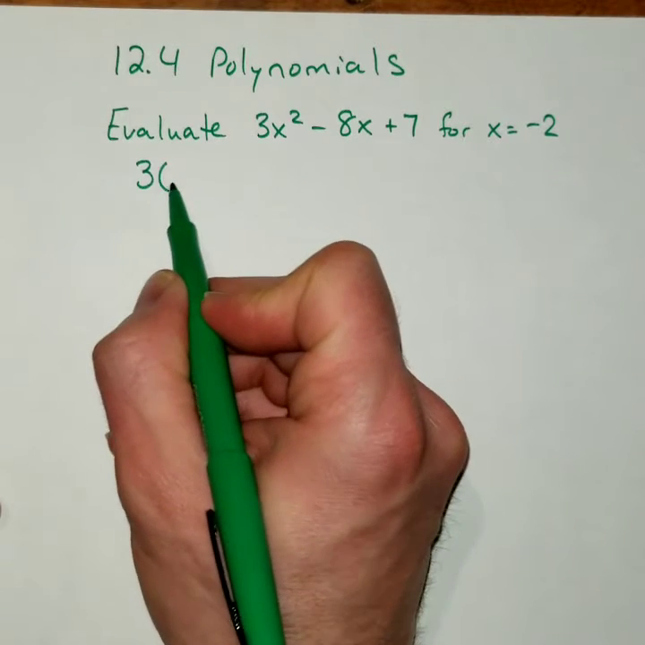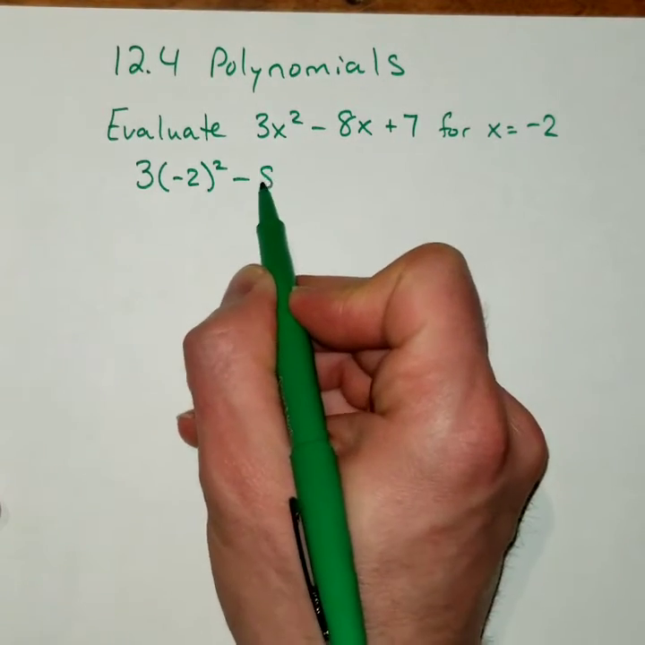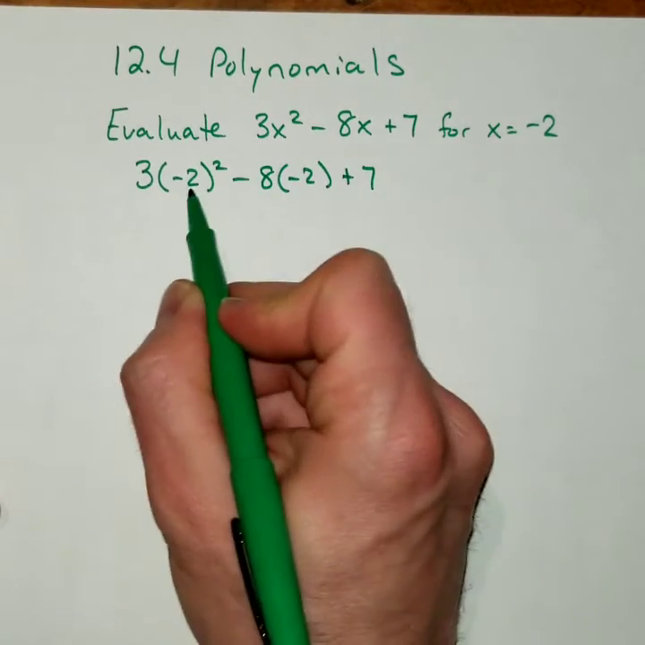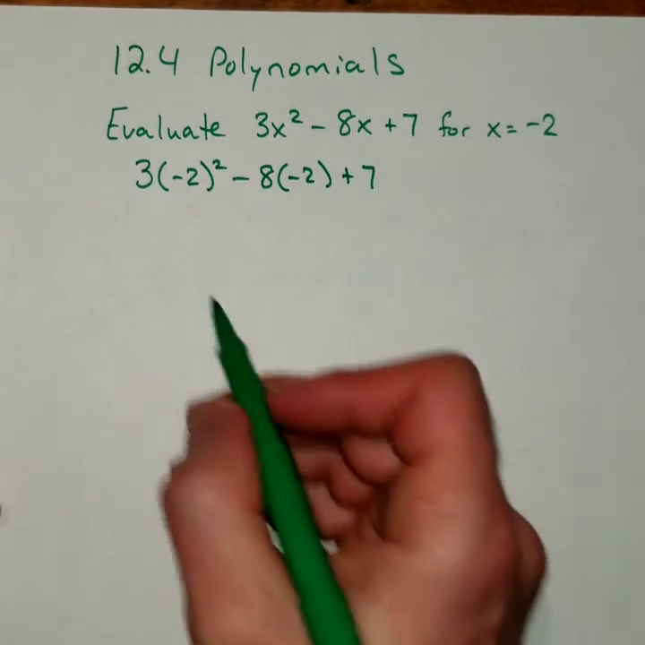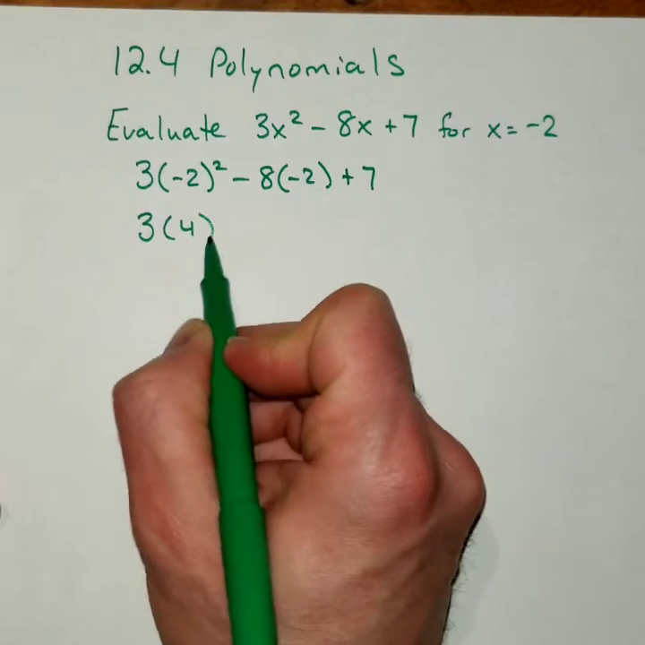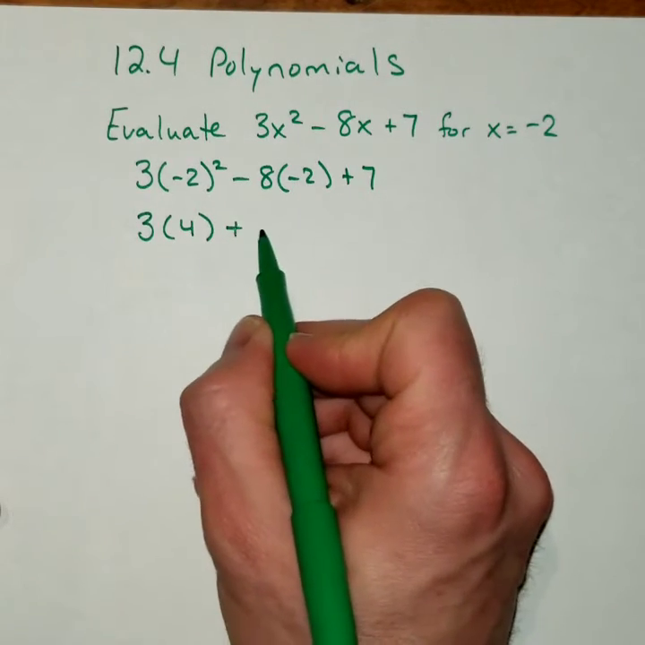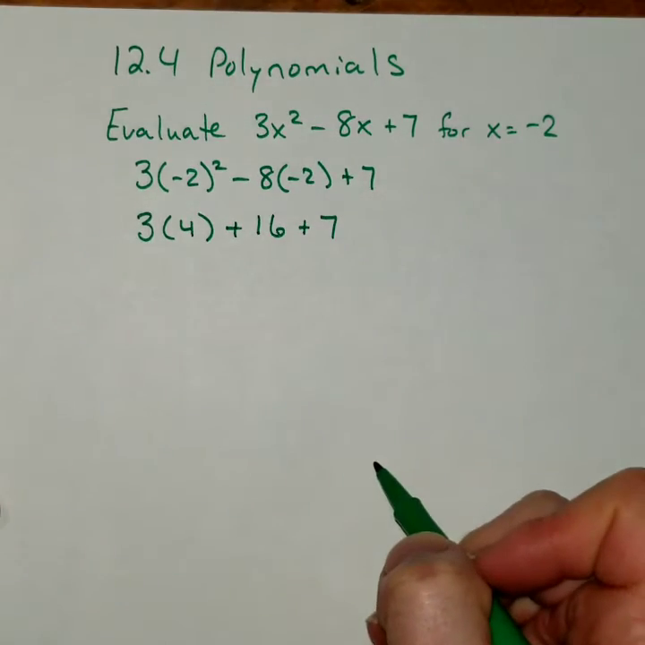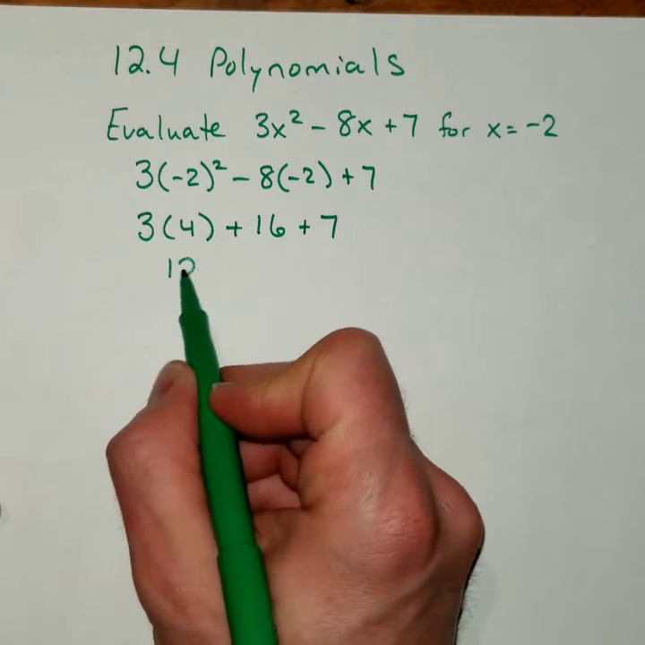And so then we just plug that -2 in for the x's. We'd have 3 times -2 squared minus 8 times -2 plus 7, so all the x's became -2, and then we use the order of operations to simplify. So we do the exponent first, that'd be 3 times 4. -8 and -2 makes a positive 16. And then we multiply the 3 and the 4 here, that's a 12.